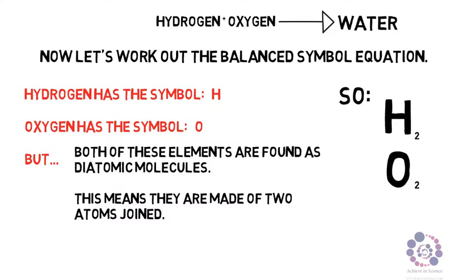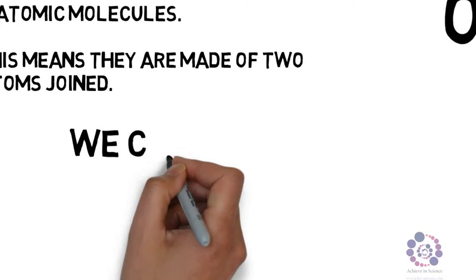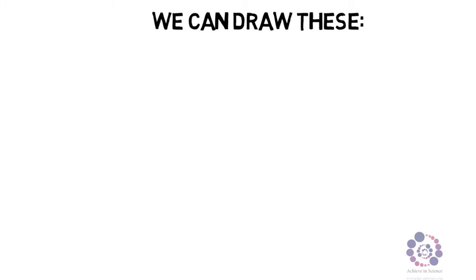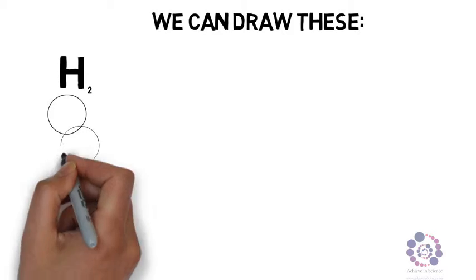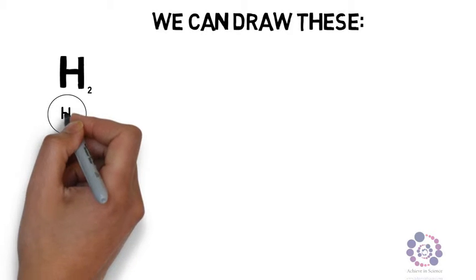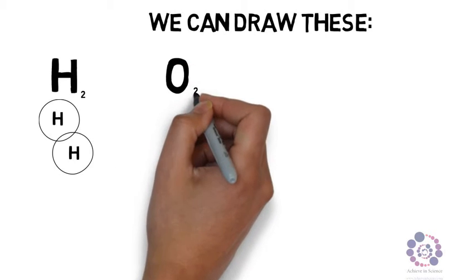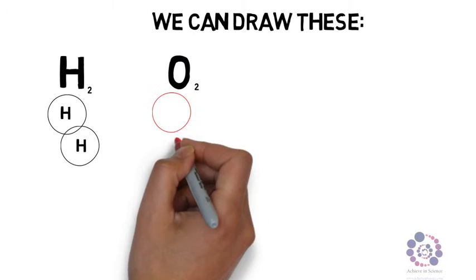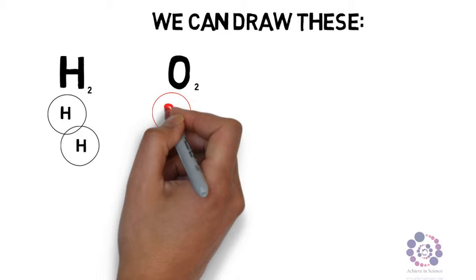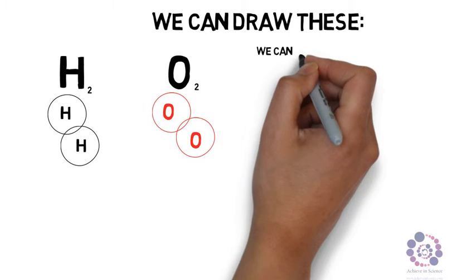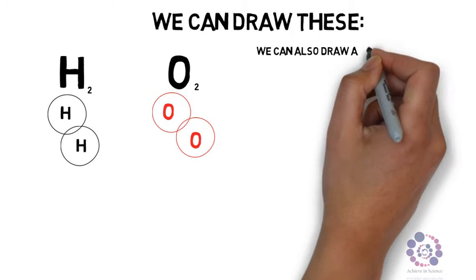Now it can help to understand balancing equations by drawing out what we know. So we can draw these. Hydrogen H2 is two hydrogen particles joined together, two hydrogen atoms. O2 is therefore two oxygen atoms joined together. If we use different colours, we can show what happens to them during the reaction. We can also draw a water molecule, which is H2O, meaning there are two hydrogen atoms joined to one oxygen atom.